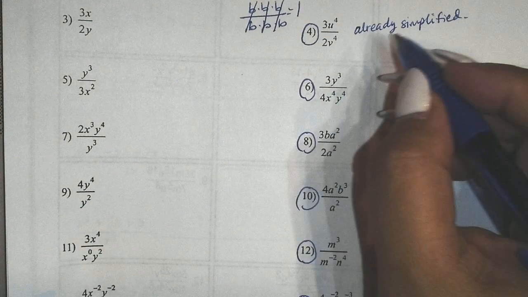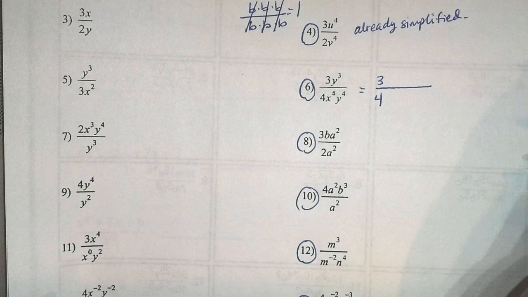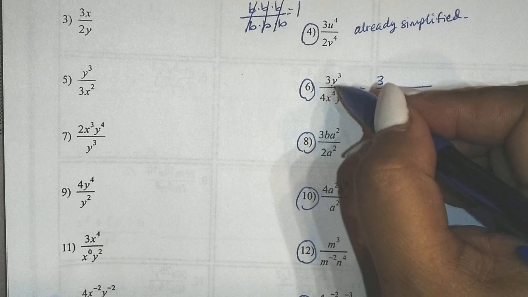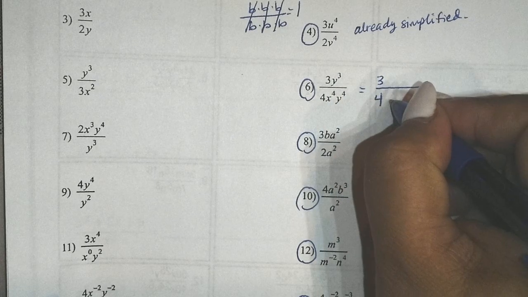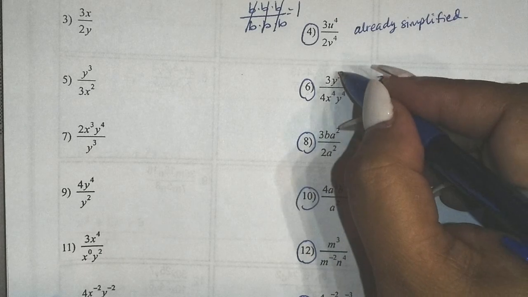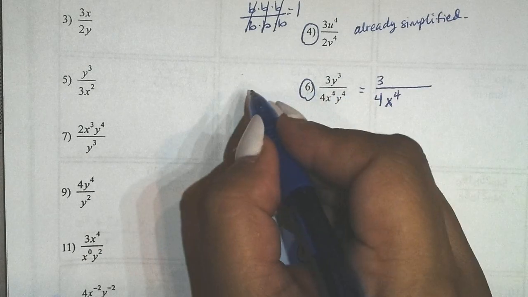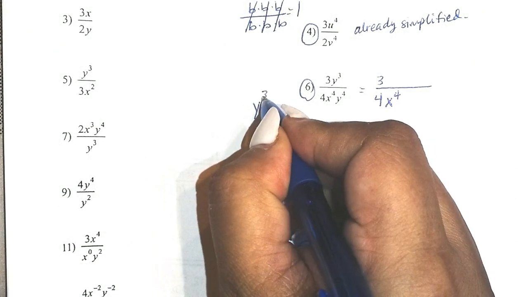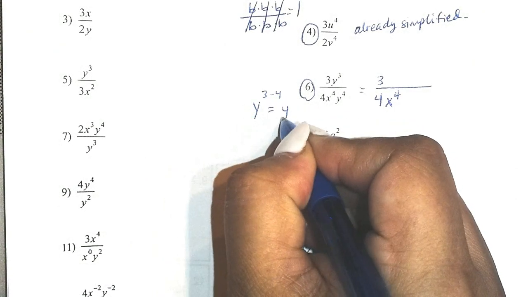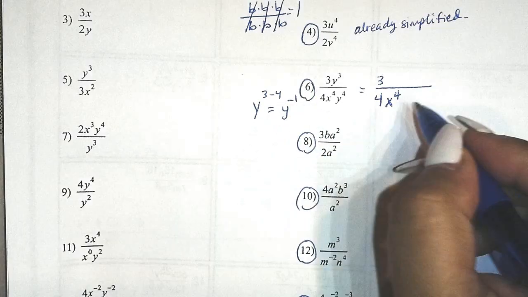All right, so let's look at number 6. 3/4 is already reduced, so let's go ahead and write 3/4 to start off. Now, do I have an x? Nope. So x to the 4th stays at the bottom because I don't have another x to divide with it, but I have y's to divide here. So right here I have y to the 3 minus 4. Now, y to the 3 minus 4 is y to the negative 1. That tells you that that y is at the bottom.